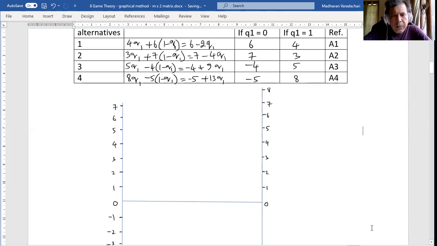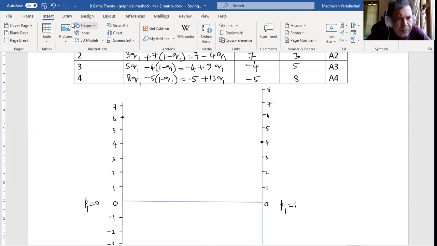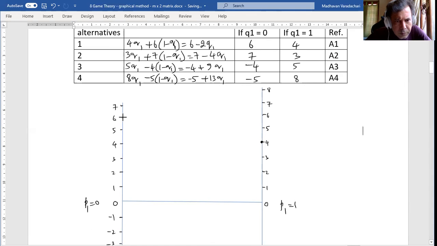Now, this is our P1 equal to 0 line. This is our P1 equal to 1, which means this width is considered as unity. Least probability is 0, highest probability is 1, and these are all the fractions in between. Now left side is 6, right side is 4. So here it is, here it is. Let me join these 2 points. That line is our A1 line.